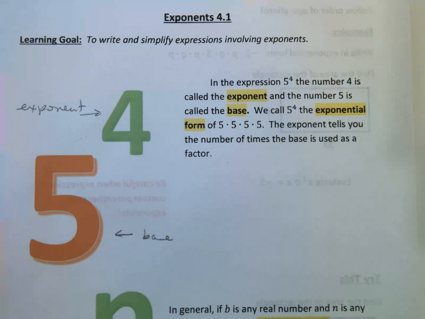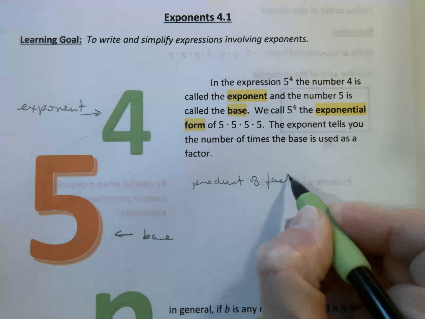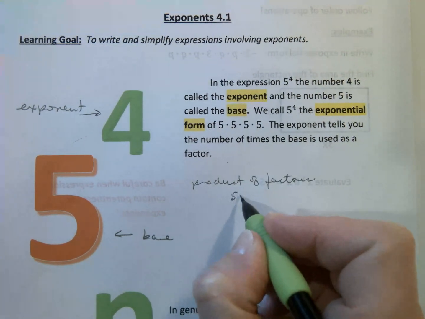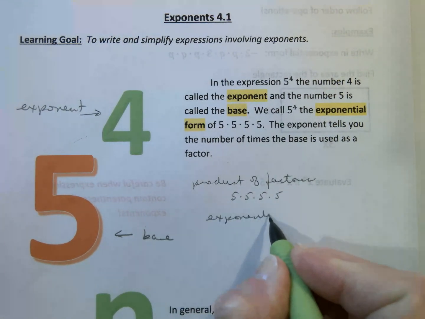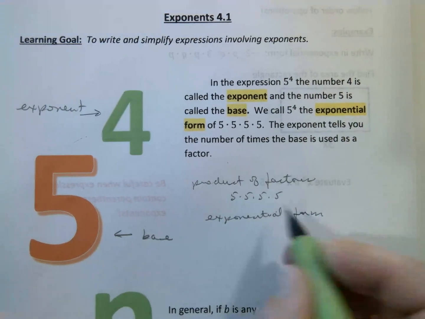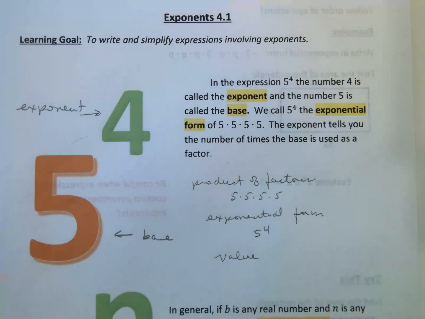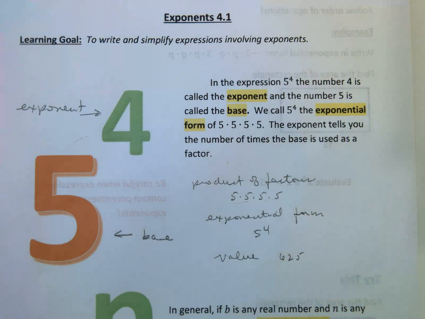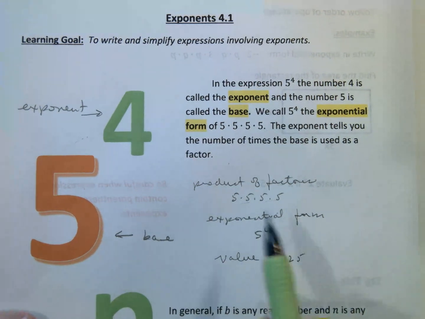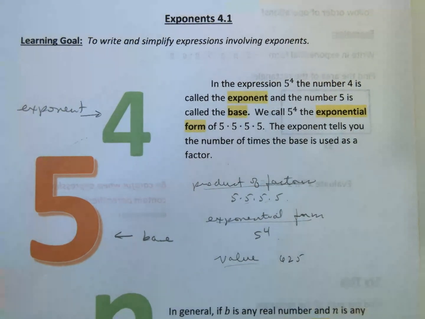If I have this and I say, please write this as a product of factors, you would write it like this: 5 times 5 times 5 times 5. And if I say write it in exponential form, you would write it like this, 5 to the 4th power. And if I say what is the value of this, you would actually have to multiply it out. So it would be 625, because 5 times 5 is 25, and 25 times 25 is 625. So these are different ways you might be required to write them: product of factors, exponential form, and then the actual value.